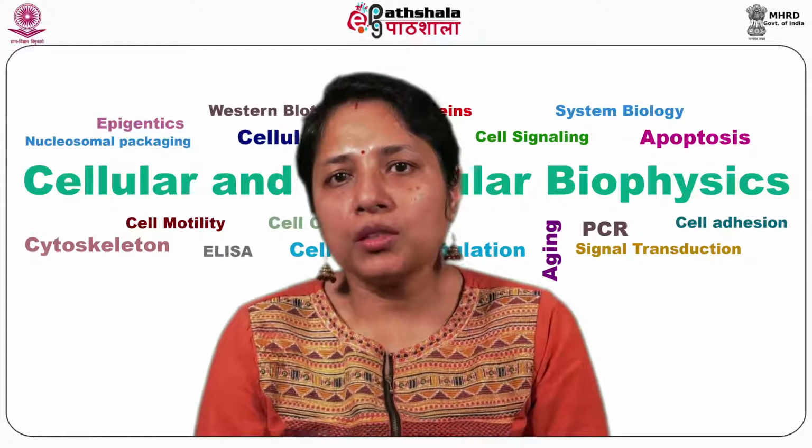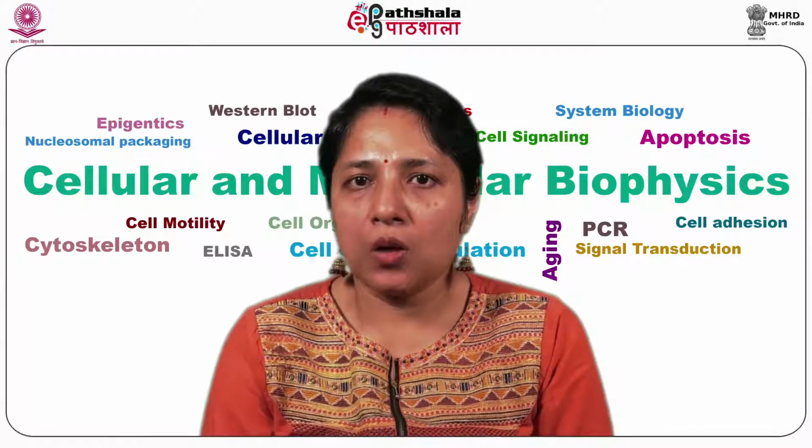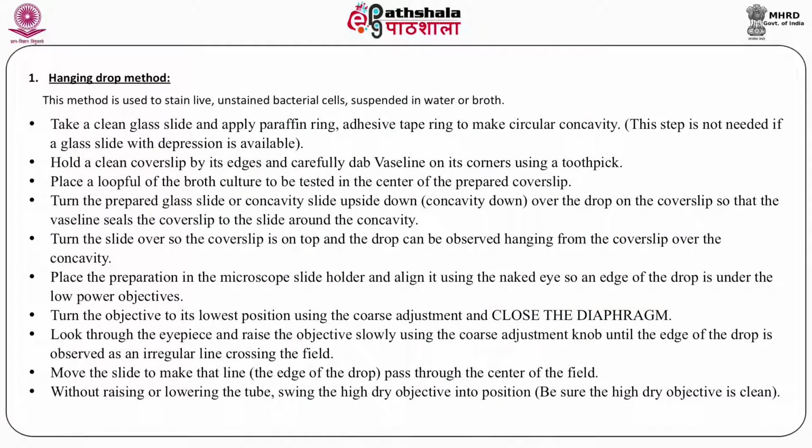Next, we turn the prepared glass slide, the concavity side, upside down so that the Vaseline seals the cover slip to the slide around the concavity. Now turn the objective to its lowest position using the coarse adjustment, close the diaphragm, and look under the microscope to determine the motility of the bacteria in culture.